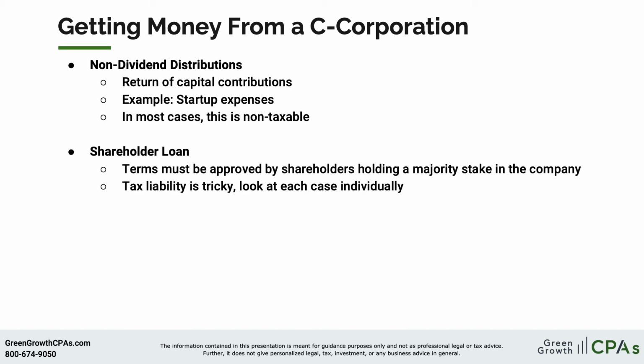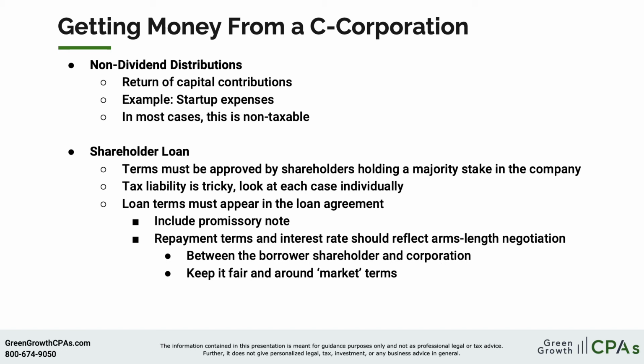And the last one we're going to cover here is a shareholder loan. Now, it is possible to receive a loan from your Cannabis C-Corp, but the terms of the loan must be approved by the shareholders holding a majority stake in the company. The tax liability with this is a little bit tricky and must be looked at on a case-by-case basis. But the loan terms must appear in the loan agreement and include a promissory note signed by the corporation and the shareholder that is receiving the loan.